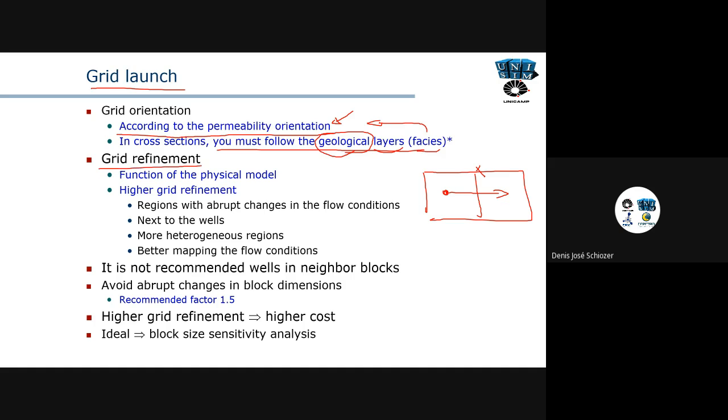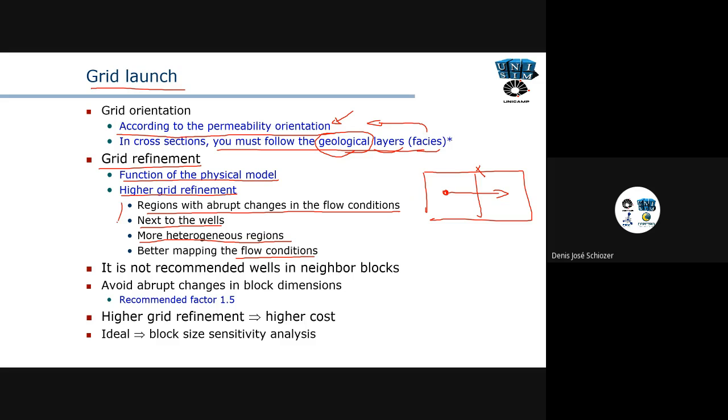The grid refinement, of course, we want to use as a function of the physical model, and we want to use a higher refinement where we are trying to have a better solution. And this, of course, is when we have a higher or abrupt change of flow conditions, close to wells, in very heterogeneous regions, for example, because if it's very heterogeneous, I cannot use an average of the permeability, the upscaling is not very good. So it's a very wise choice to use finer grid blocks. And also to map better flow conditions.